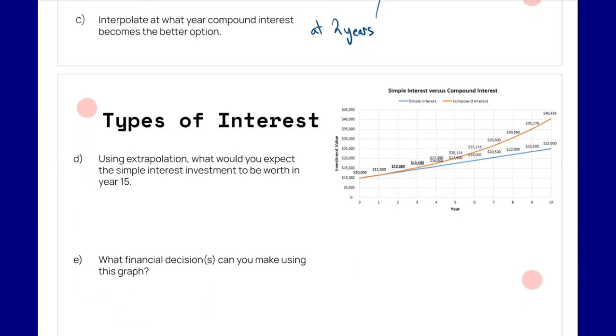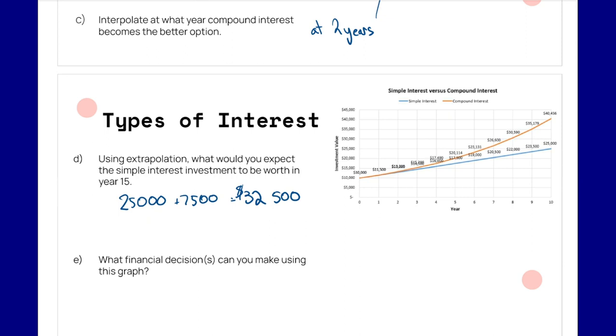Using extrapolation, what would you expect the simple interest investment to be worth in year 15? Well, from 10 to 5, we gained about $7,500. We gained another $7,500 at year 10. So add another $7,500 to year 10. We're at about $32,500. So that is the nice thing about simple interest. It's easy to calculate, but I'd rather have more money than have it be easy to calculate.